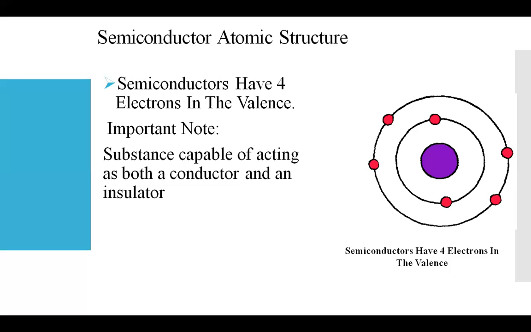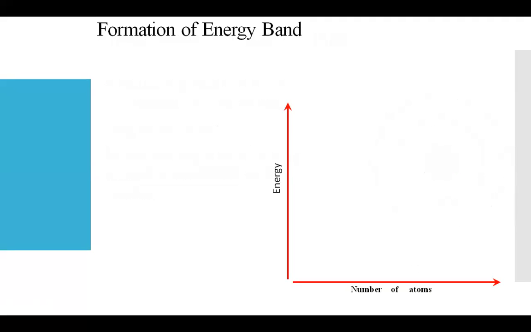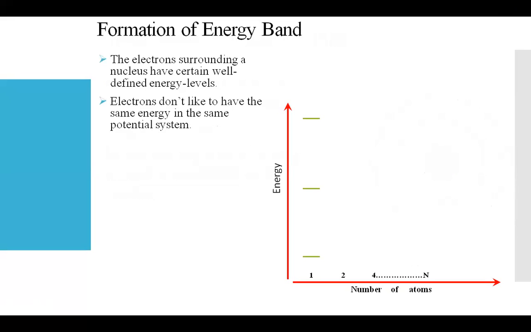So now if we go ahead for the energy band level, formation of the energy band. First of all, you understand the formation: we are drawing the energy versus the number of electrons. The first thing after this formation is the axis we have drawn over here, and the number of electrons, if you have one. The electrons surrounding a nucleus have a certain well-defined energy level that you have to understand.